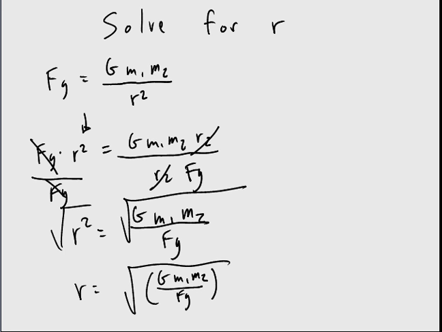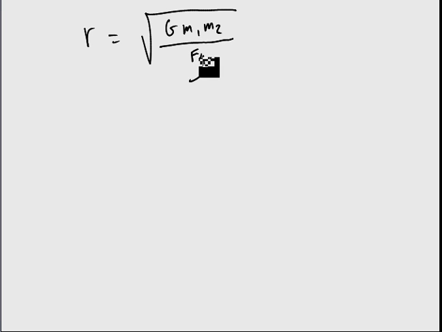So let's do an example of how to use this equation. I'll just rewrite that. So we have r equals the square root of G m1 m2 over Fg. And remember that it's not the square root of just the top part divided by the bottom part. It's the square root of the whole thing. You get this number, and it's the square root of this whole number.